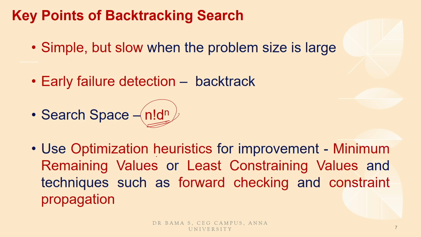And now, how to reduce this? We can use some kind of heuristics, and those heuristics we can call minimum remaining values or least constraining value, which we will be seeing in the next few slides. And this we will be combining with another method called forward checking, and another method is going to be constraint propagation. Through these methods we can reduce the search space and we can get the solution a bit faster. So, in the next few slides we will be looking at a few of these algorithms.